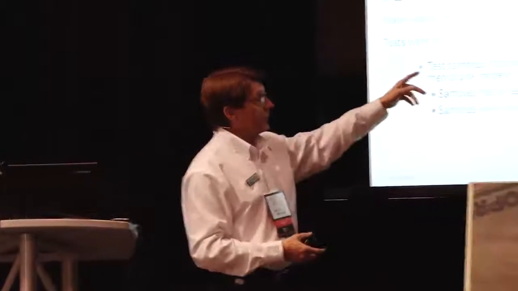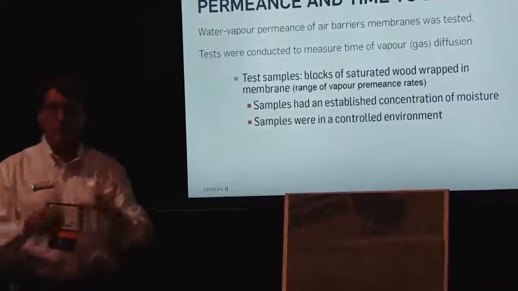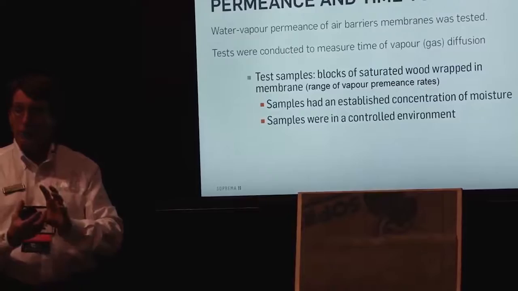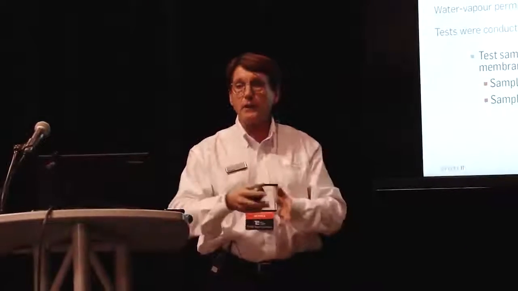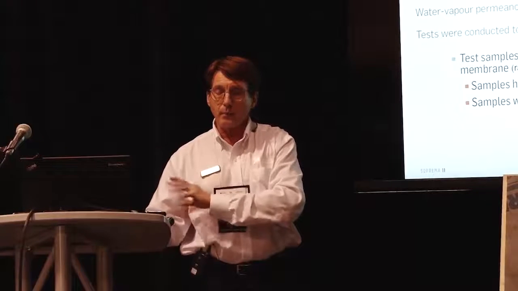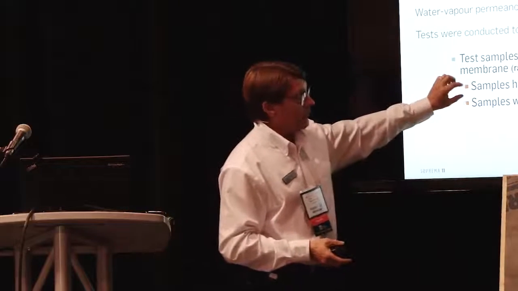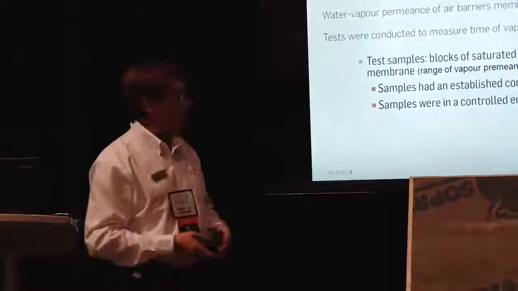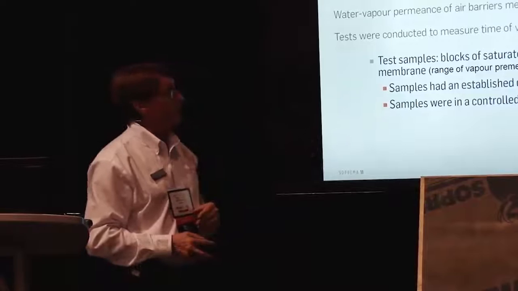So in the test samples, there was a number of blocks of wood, fully saturated, and then wrapped with an air barrier material. Now, the materials that were selected had varying degrees of vapor permeance, known vapor permeance rates. So we knew we were playing with a number of different materials. Samples were put into an established environment where we can control the moisture, and then the test method was run through.